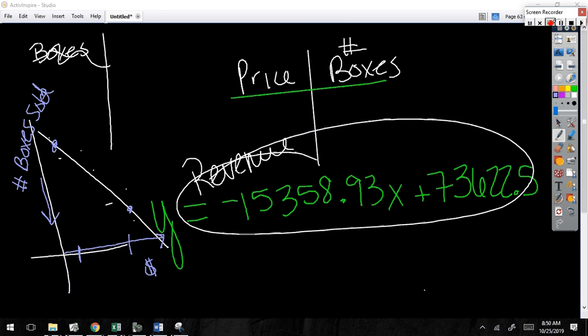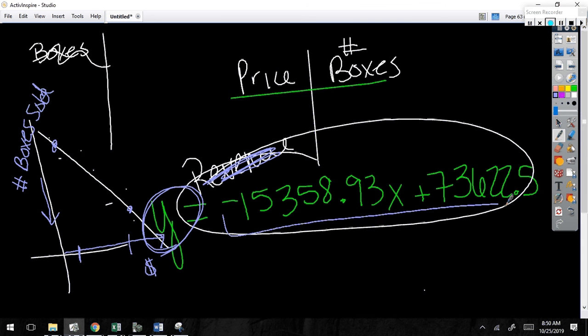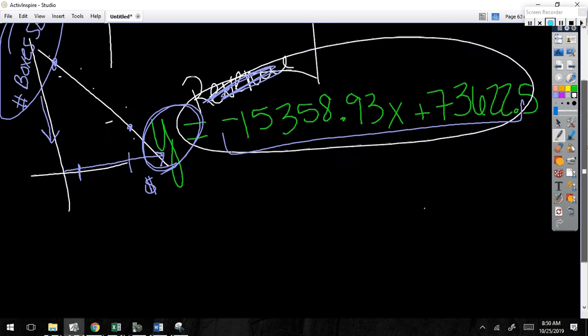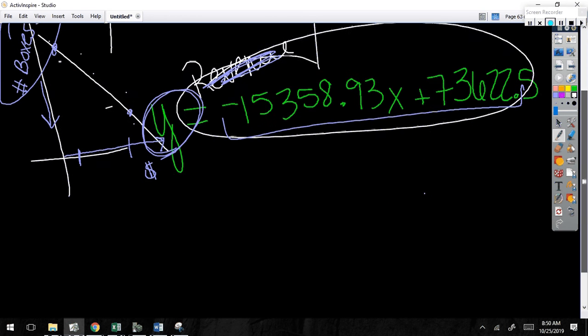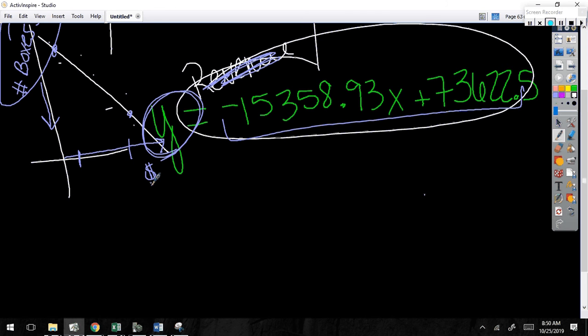I told you wrong. This is not revenue. What is Y? Y is how many boxes sold. So to find revenue, I need to do the price times the number of boxes sold. Price is X, that's what I use for it. So I need to do X times Y. Do we all agree with that to find revenue?